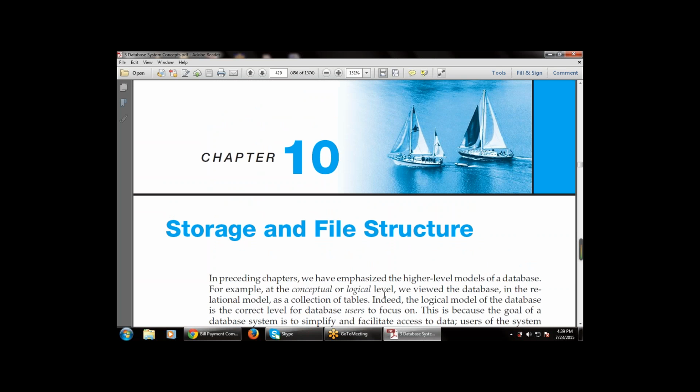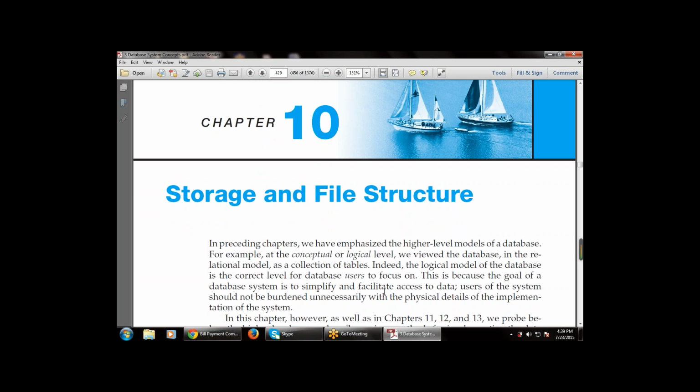In the preceding chapters, we put emphasis on the high level models of a database, that is, the conceptual and the logical models. We viewed the database in the relational model as a collection of tables, that is, a collection of the tables available in the database.